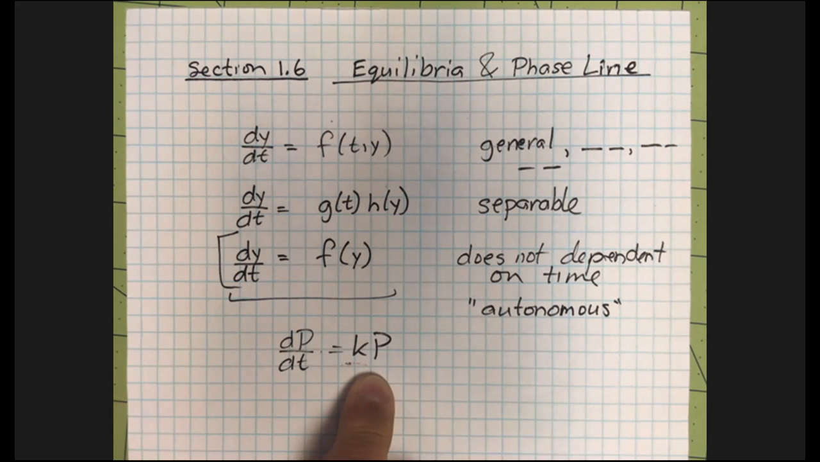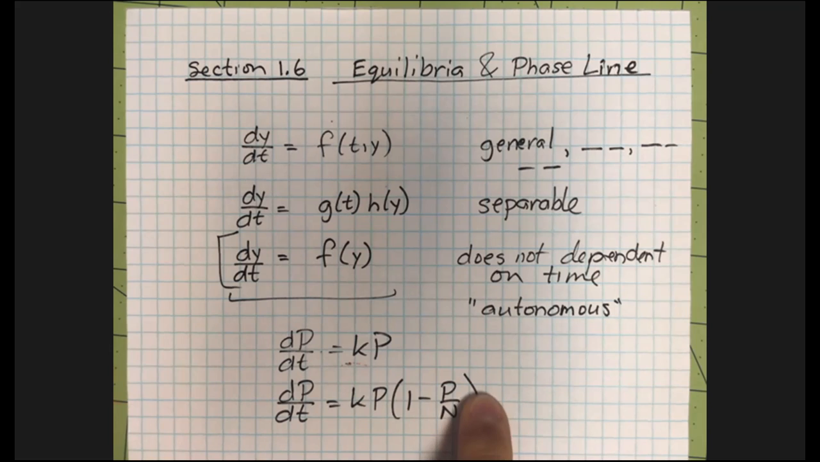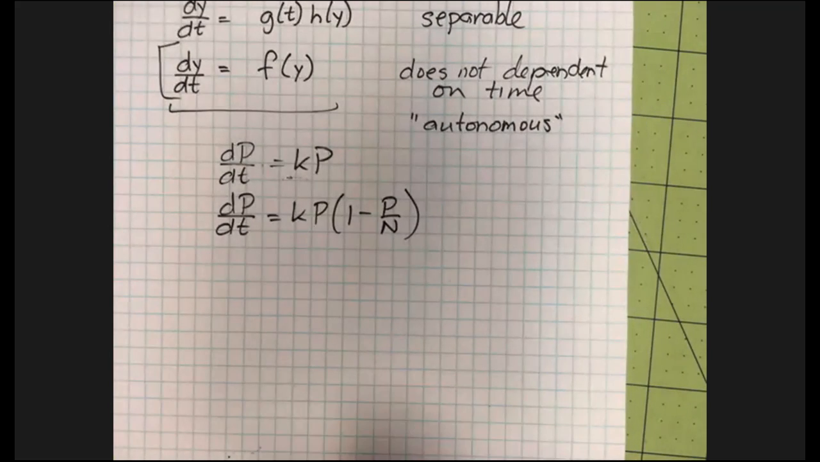The most valuable problem in all differential equations. This is exponential growth. This is autonomous. The function on the right-hand side does not depend on t. Even the logistic growth problem is autonomous. Its right-hand side does not depend on t. And what does autonomous mean in a practical sense?